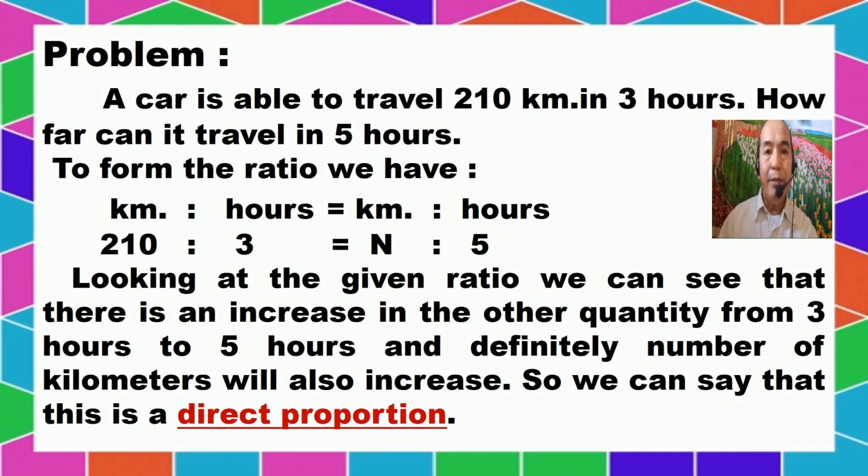And definitely, the number of kilometers will also increase because the number of travel hours increases. So naturally the number of kilometers will also increase. So it goes into the definition of direct proportion, which is when one quantity increases, the other quantity also increases. Number of hours increases, so definitely number of kilometers will also increase. So we can say this is a direct proportion.